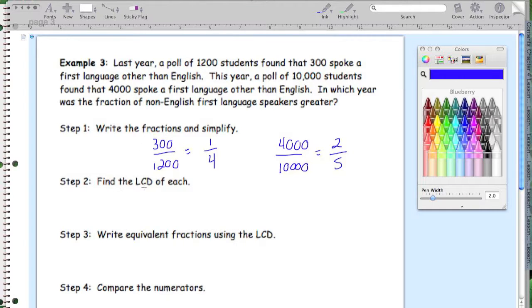They want us to find the LCD of each, so the least common denominator. So really what I'm looking for here is the LCM of 4 and 5, because these are my denominators. So what is the least common multiple of 4 and 5? I could do my Euclid's method, or I may just know that the smallest thing both 4 and 5 go into is 20. Okay, so I found the LCD, the least common denominator, because remember we're referencing fractions here. That's the answer for step 2.